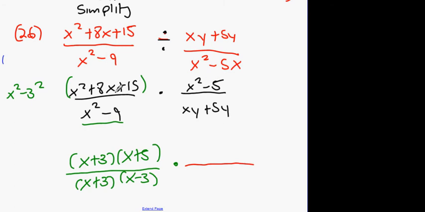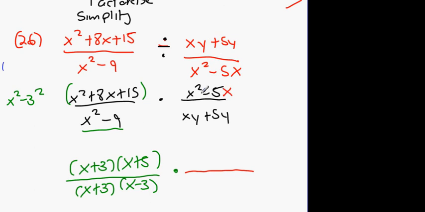X squared minus 5x. What can I take out of these two? X into x minus 5. And what about the bottom? The bottom, guys? Y into x plus 5.